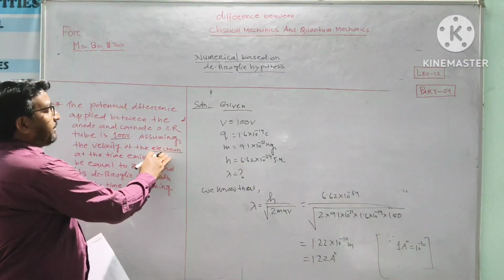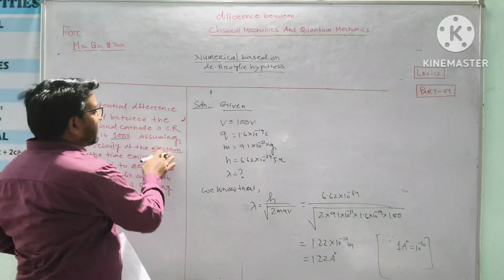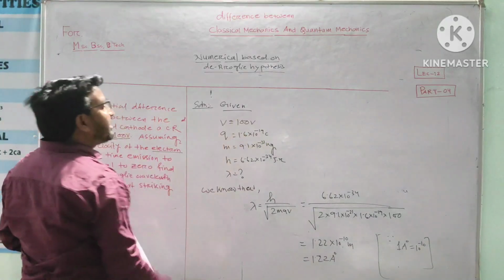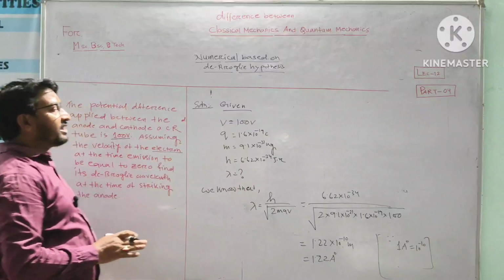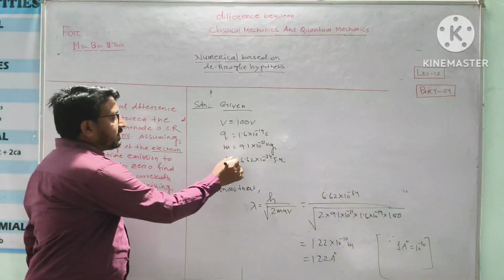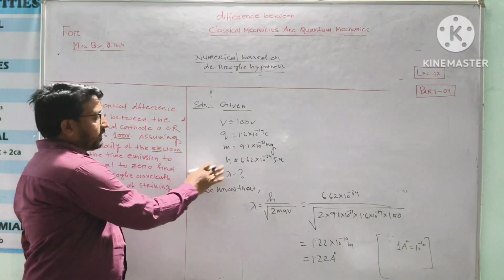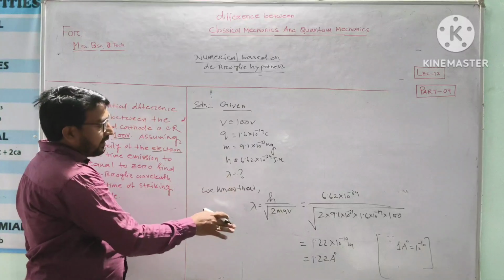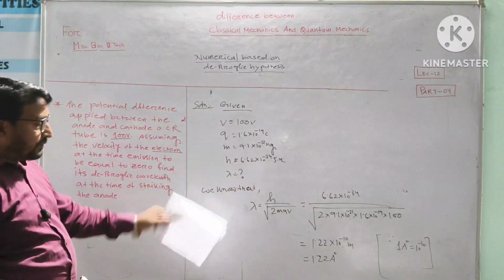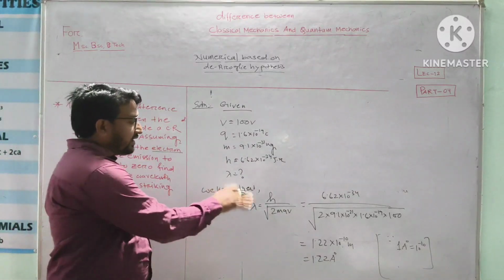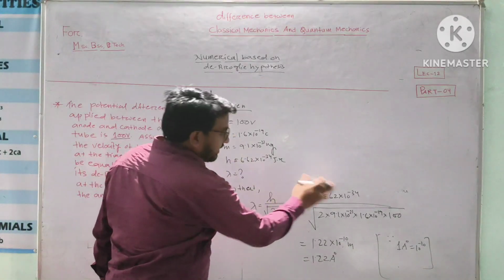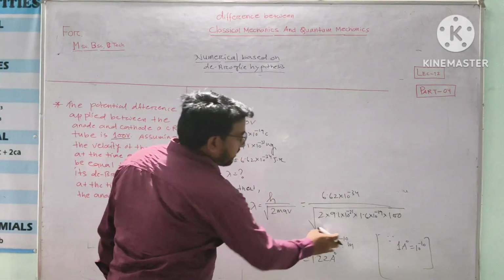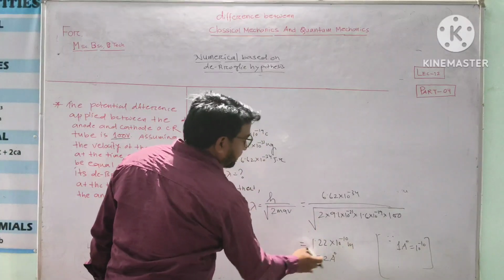The particle is electron, so the charge of the electron is q equal 1.6 into 10 to the minus 19 coulomb. Mass of electron is 9.1 into 10 to the minus 31 kg. h is Planck constant, this is always constant. And lambda equal what? We know that by using the de Broglie wave equation in terms of voltage, we can write lambda equal h by under root of 2mqV. When all the values are substituted in this equation, we will get 1.22 into 10 to the minus 10 meter, and this is equal to 1.22 angstrom.